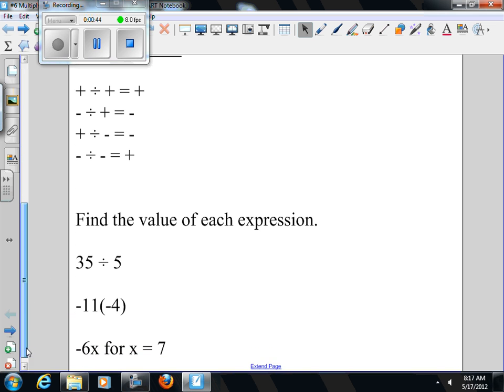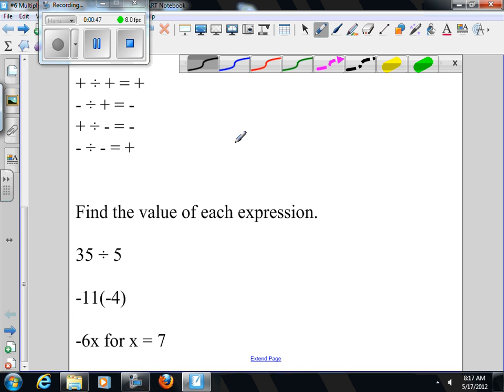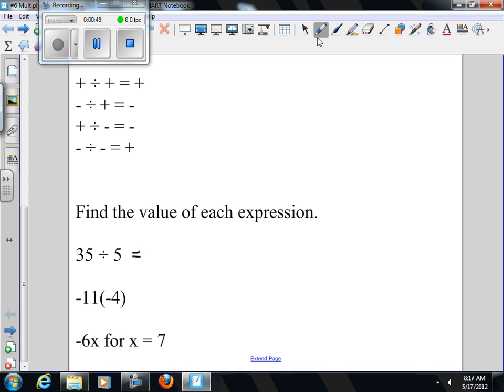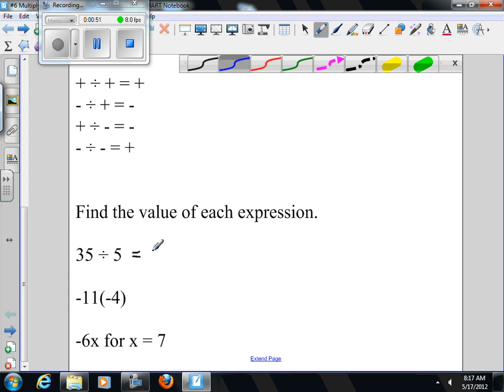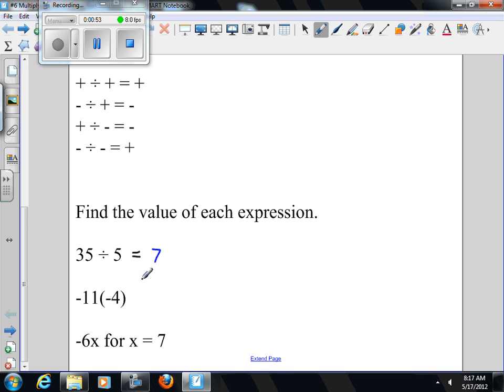All right, so we're going to find the value of each expression. A positive divided by a positive here is a positive. 35 divided by 5 is 7. Negative 11 times negative 4. A negative times a negative is a positive. Multiply the numbers, we get 44.